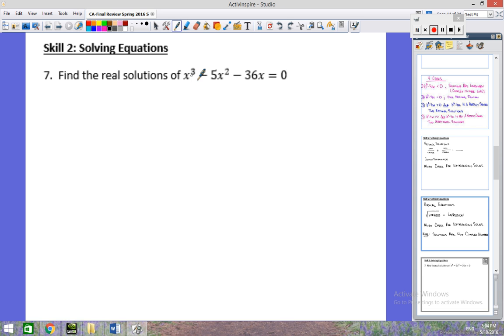I notice that an x is common to every term. I'm going to factor out a common x. When I do that, I'm still going to have 3 terms here, but this first term is now going to be x squared. Because I factored out a single factor of x, and when you multiply these, you would add the exponents 1 plus 2 to get that 3 back if you were distributing this to check to see that I factored it correctly.